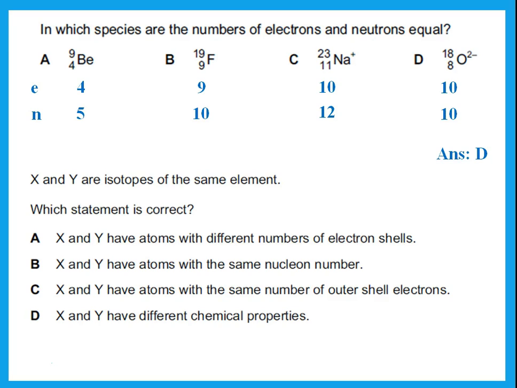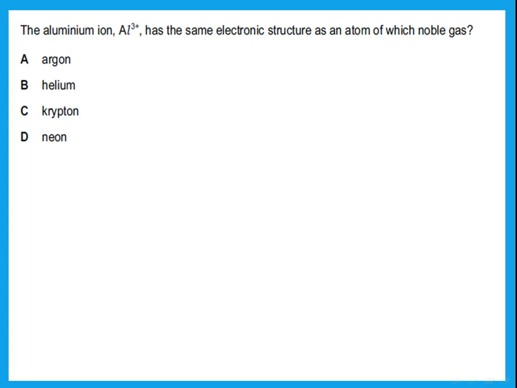X and Y have atoms with the same number of outer shell electrons? Yes, that is correct. They always have the same number of outer shell electrons. X and Y have different chemical properties? No, because isotopes, since they have the same number of electrons in the outer shell, which determines the chemical properties, then they will have the same chemical properties. So my answer here was C. Do we understand that? Okay.